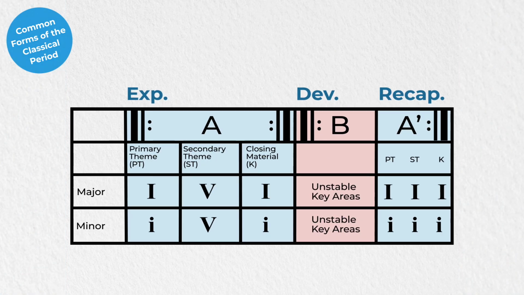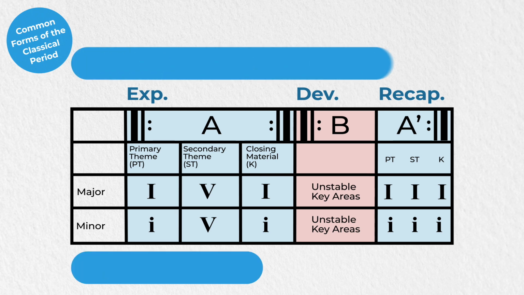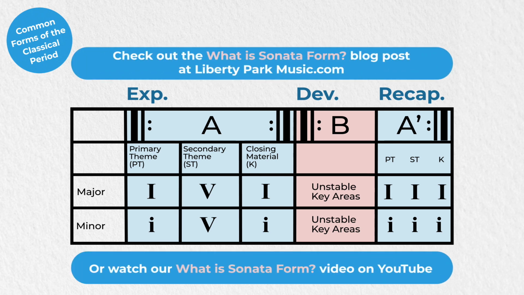In classical period sonata allegro form, the development and recapitulation are repeated, as shown in the diagram here. For more on sonata form, check out the article What is Sonata Form on the Liberty Park Music blog.